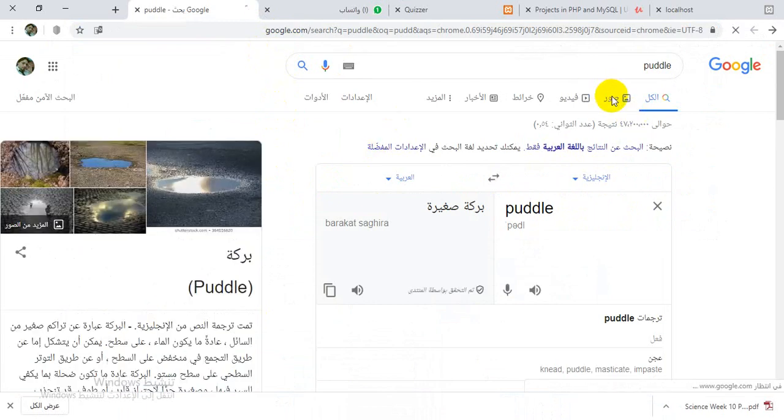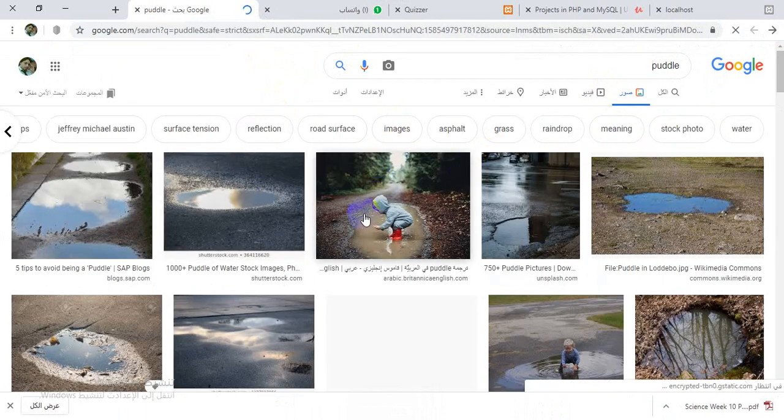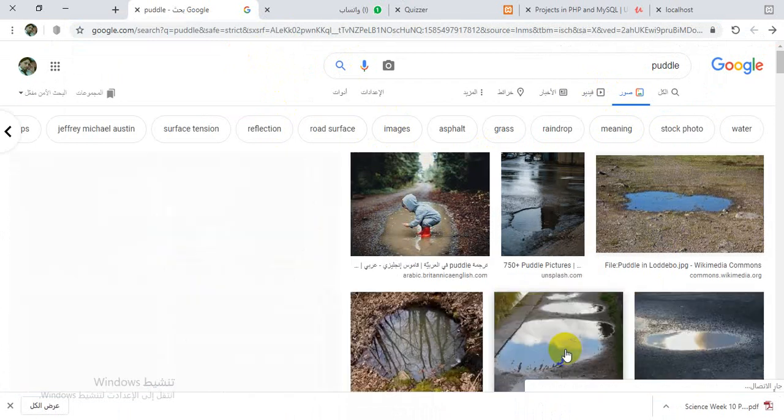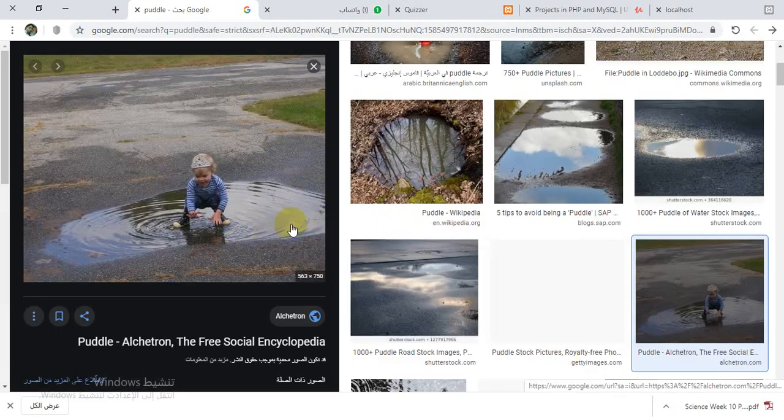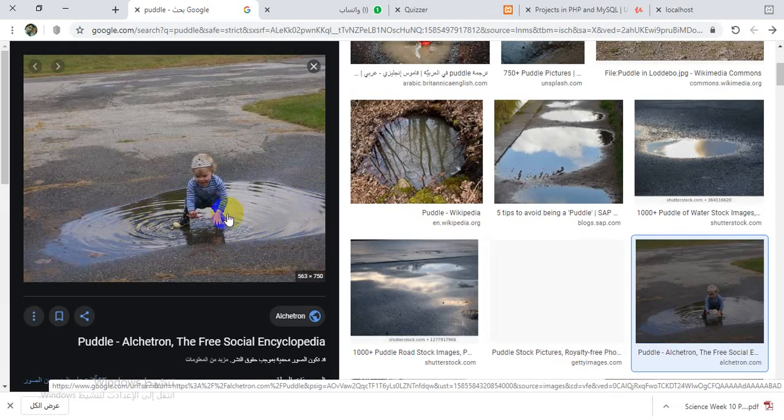Bottle is something like this. Okay, see guys, this is the puddle. It's a small area of water that's found on the street or anywhere after a rainy day.